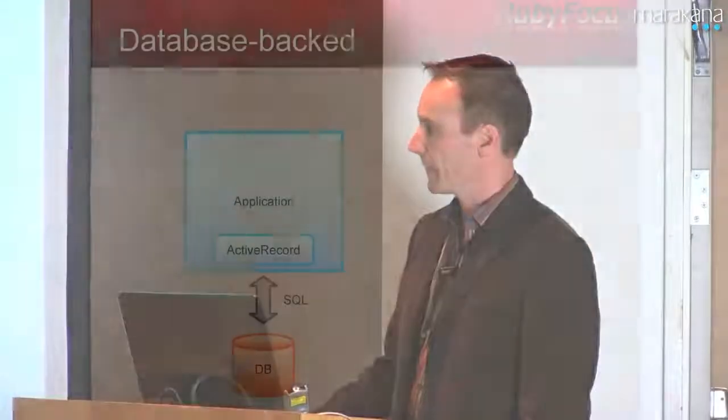So, in traditional Rails applications, we have an application in blue, and it has a database connection of some sort, typically, and the layer that communicates to the database is ActiveRecord. It's the ORM layer, the Object Relational Mapping layer, and the language that ActiveRecord talks with the database is SQL, typically.